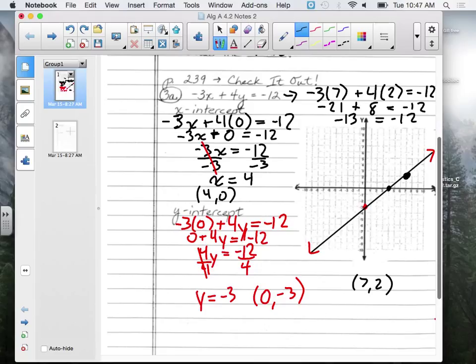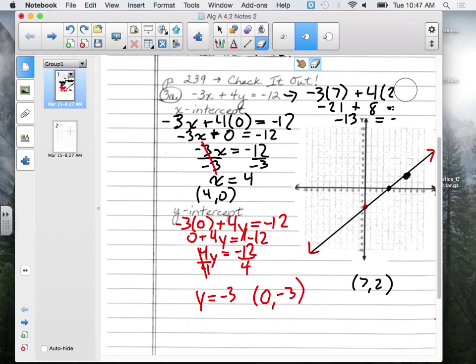Is -13 equal to -12? Nope, so does 7, 2 work for our graph? No. Even though it looked like it was, once we checked it out algebraically, it turns out that it wasn't a solution. -3, -5. Okay.